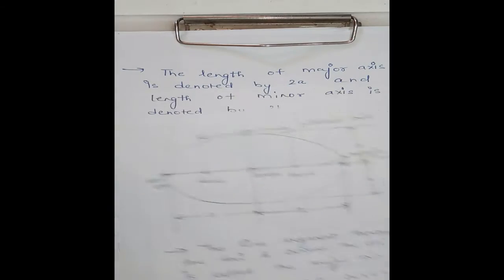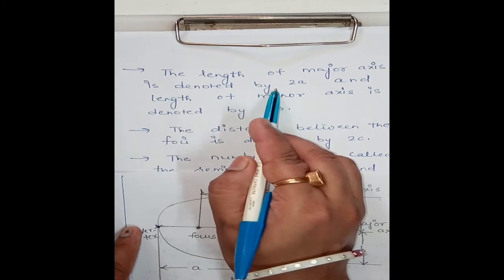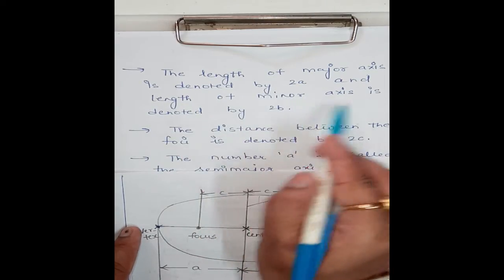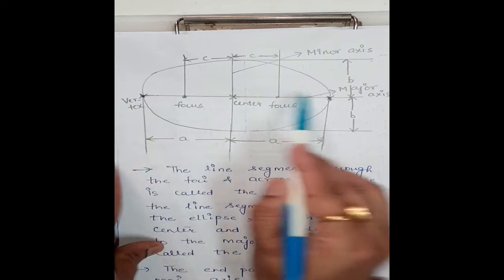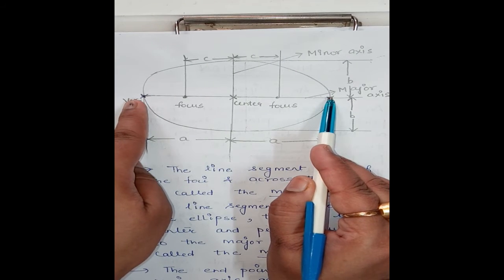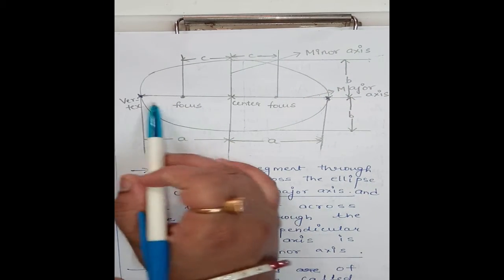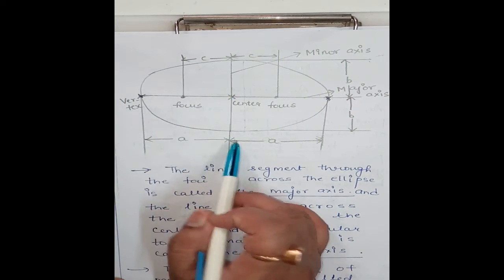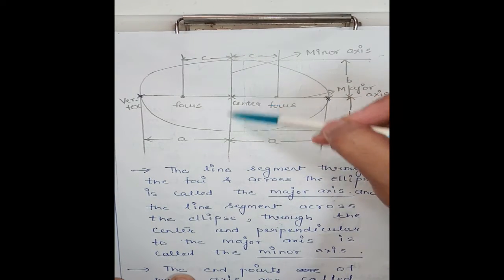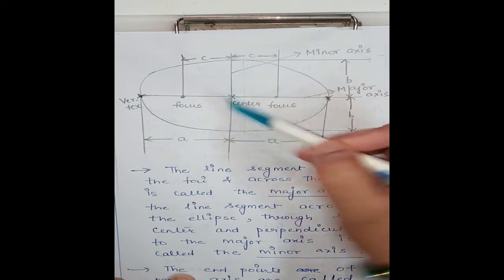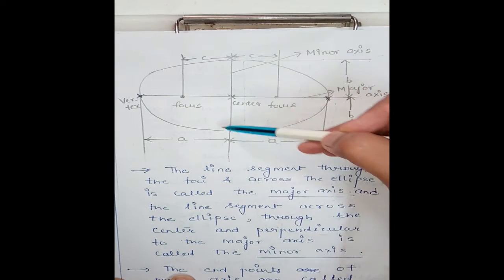Next, the length of the major axis is denoted by 2a and the length of the minor axis is denoted by 2b. From here to here, this whole distance is 2a, the length of the major axis, and the length of the minor axis is 2b. So this distance will be a and this distance will be a, and same here, this distance is b and this distance is b. This whole is 2b, this whole is 2a.